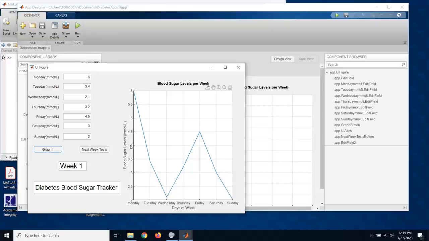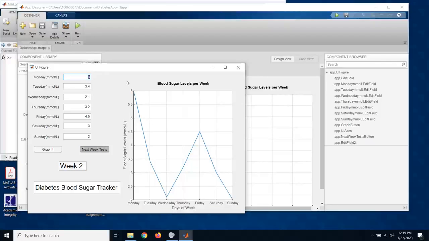Right now, because there are different types of units for diabetes, we're using millimoles per liter since that's the most used one in Canada. Our application does not have the feature to switch between units, which will be implemented in a later version. But so here's week one, and then you click next week's test to go to week two, and here it labels that you're in week two.